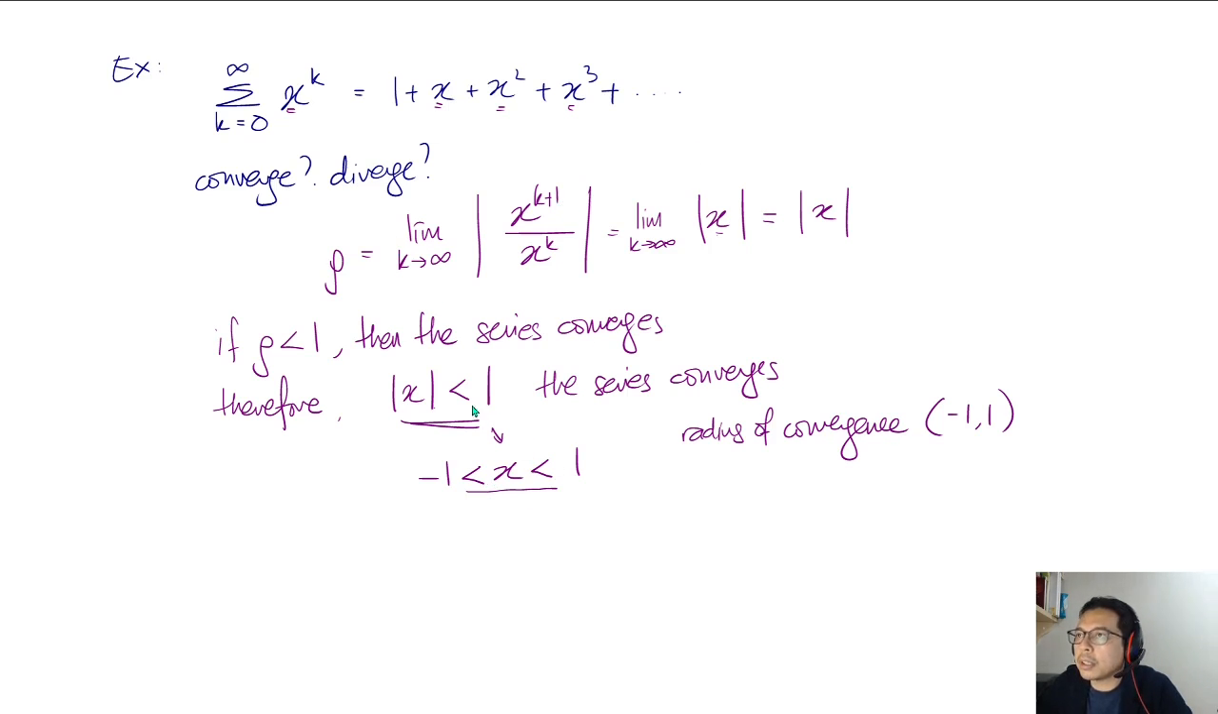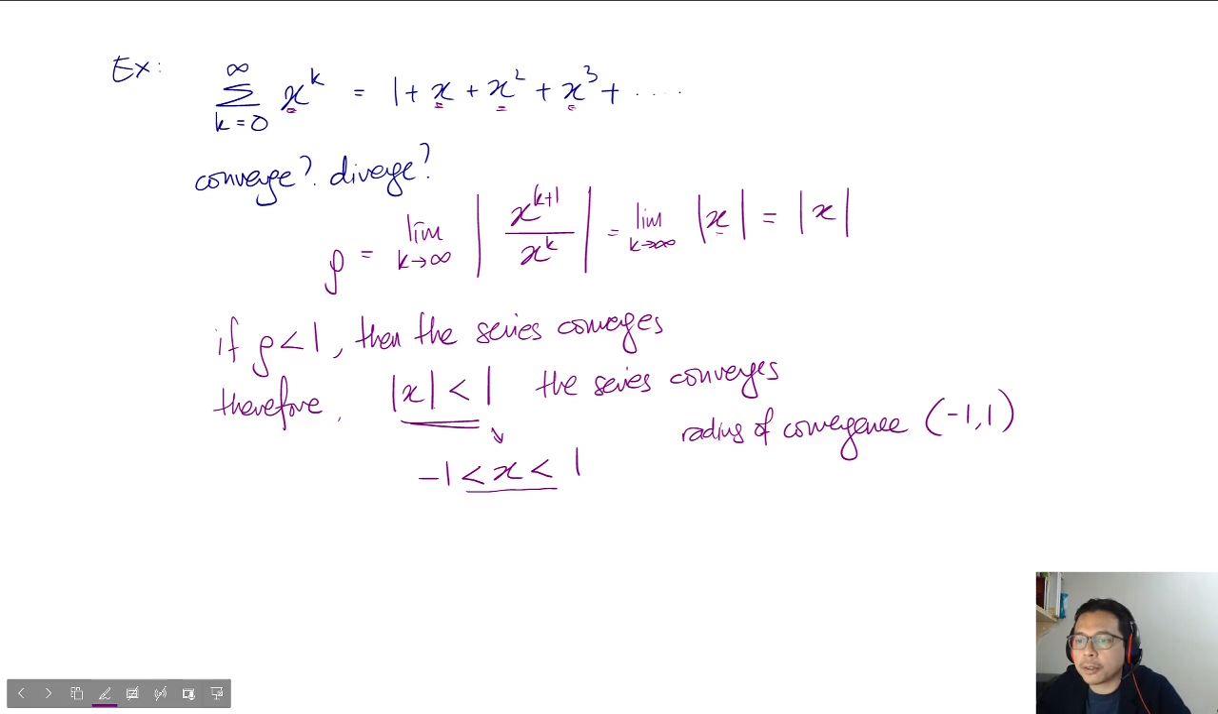If x is more than 1, say 2 or 100 or pi, then the whole power series will diverge. But what happens when x equals 1 or x equals -1? Because the ratio test cannot really check that, we have to do some other test. So let's do a simple test here.